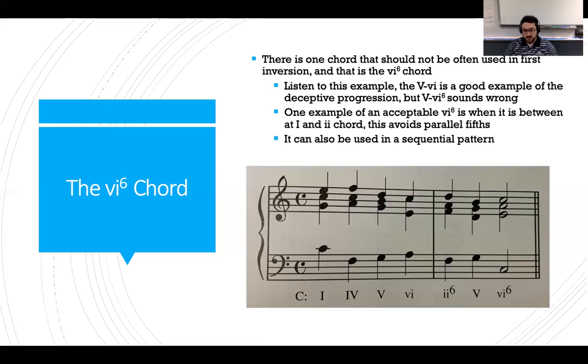If we had instead made it a root position 6 chord going from 5 to this chord here, that sounds much better. But to go like this sounds weird. It sounds more like it wants to do a 6 to 5 suspension. It's unstable. It doesn't really sound right. You can occasionally see it moving between a root position 1 and a root position 2 because it avoids parallel fifths. And it may also be used in sequential patterns, but in general, like I said, it just sounds a little strange.